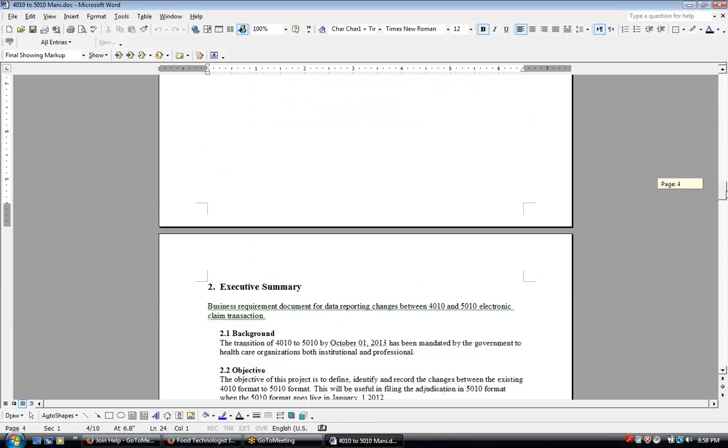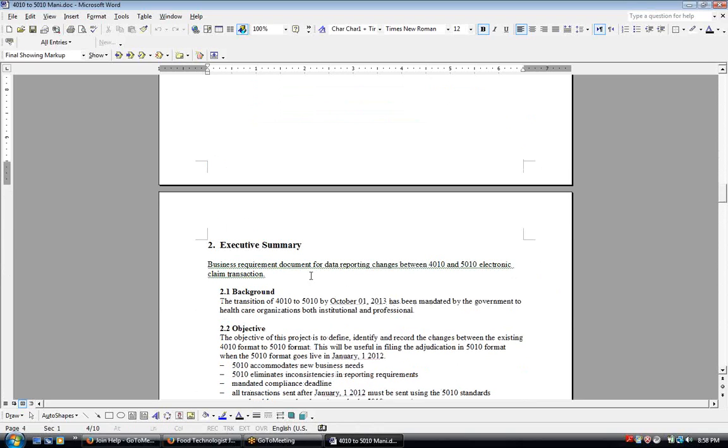Followed by, where is number one? Oh, this should be number one, I believe. Executive summary. I do not know why I gave number two, but the executive summary is a single line about what the business requirement document is about. So this is a business requirement document for data reporting changes between 4010 and 5010 electronic claim transaction.